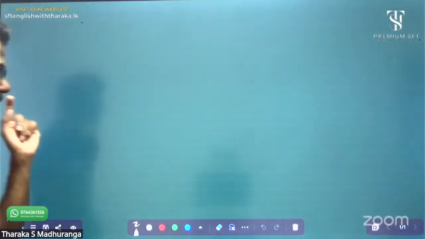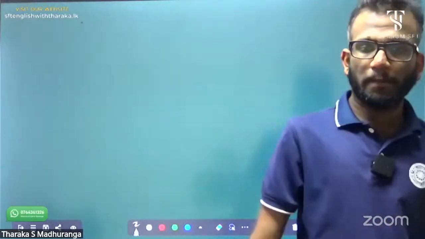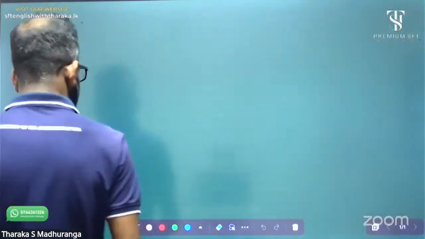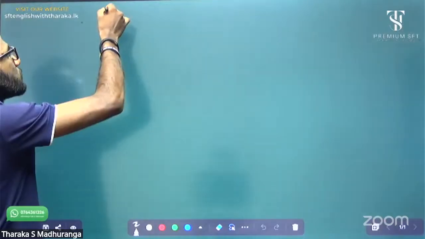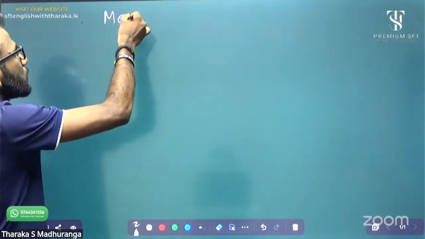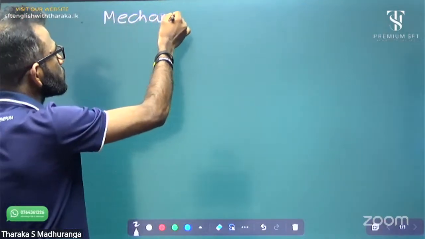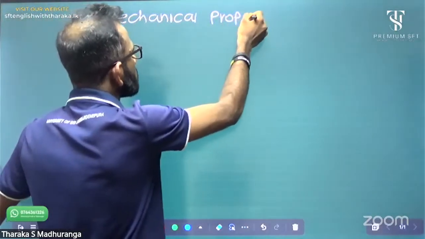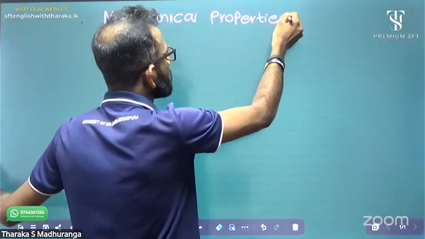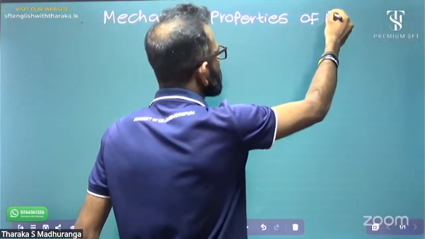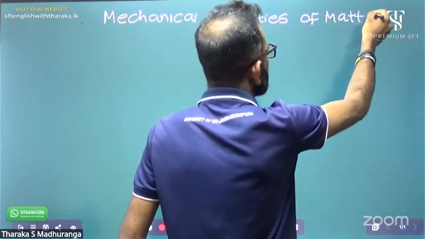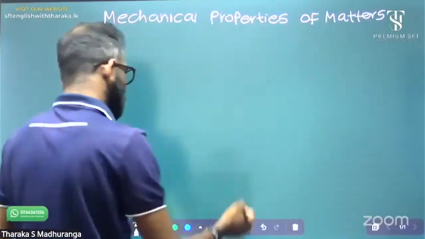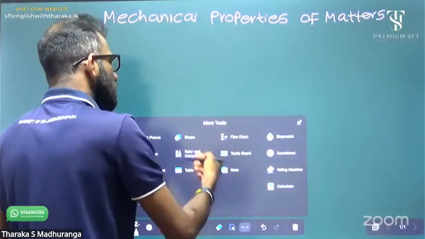Okay, this is our seventh lesson, mechanical properties of matters. What's the meaning of mechanical properties first?